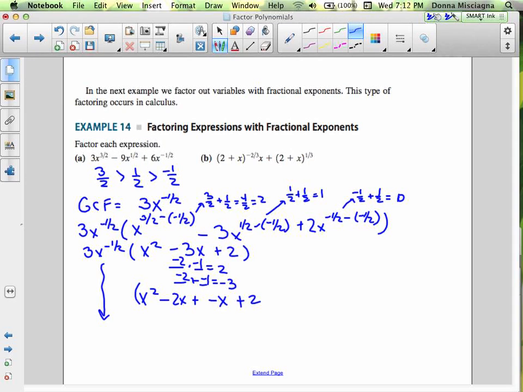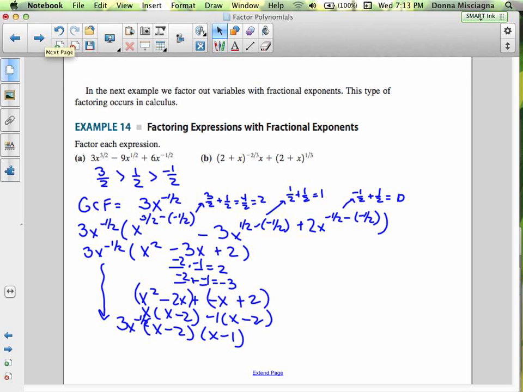The first two are a group, the second two are a group, and we can pull out a greatest common factor. We can pull out an x from x squared minus 2x, and if we divide that, we have x minus 2. We can factor out a negative 1 from the second group, which changes the signs of those terms to x minus 2. We can factor out that repeating x minus 2. We're left with an x minus 1, and don't forget, the very first thing we factored out was a 3x to the negative 1 half. And there we go.